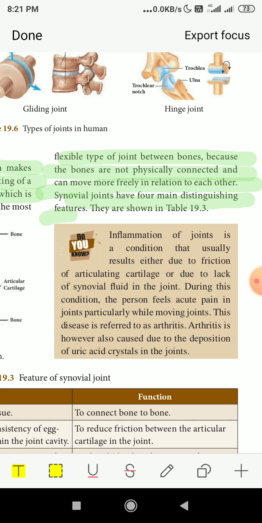Synovial joints have four main distinguishing features. They have four different characteristics.